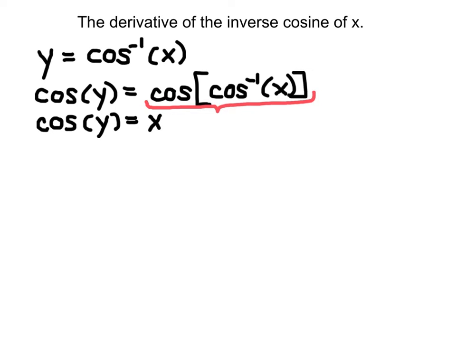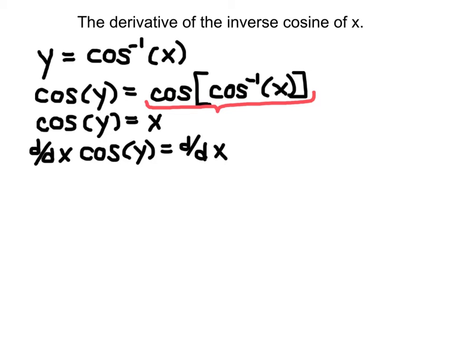Okay, so now we're going to use implicit differentiation. We're going to take the derivative from the left to the right with respect to x. So we're going to take the derivative with respect to x of the left-hand side, which is the cosine of y, and of course y is a function of x. And on the right-hand side, we're going to take the derivative with respect to x of x.